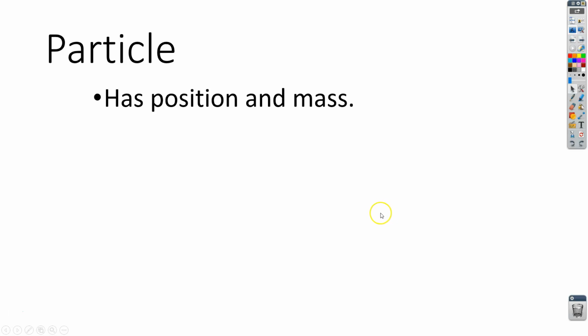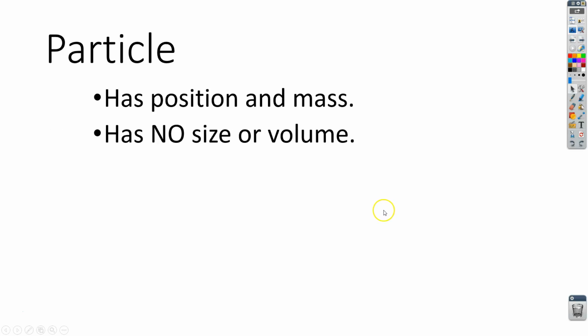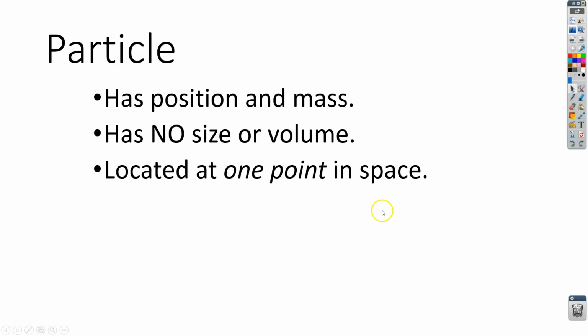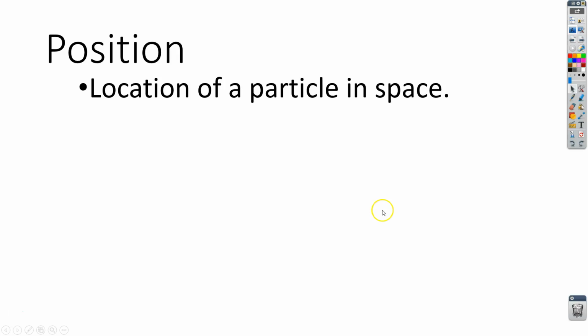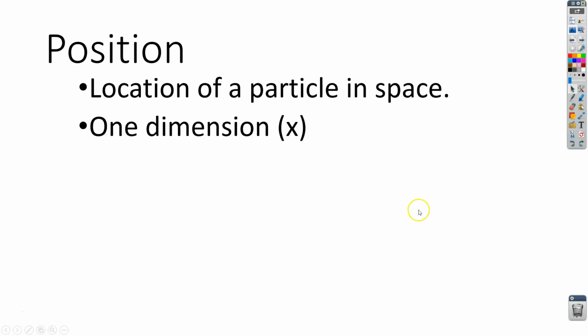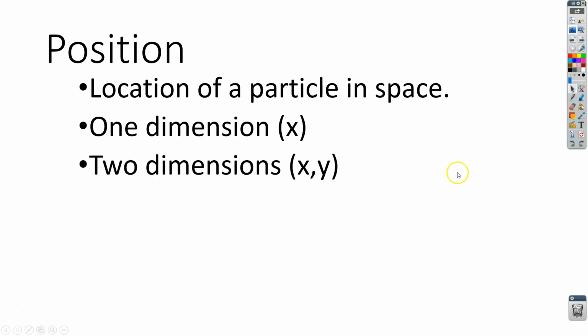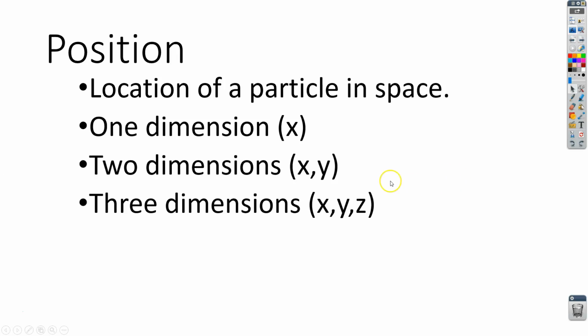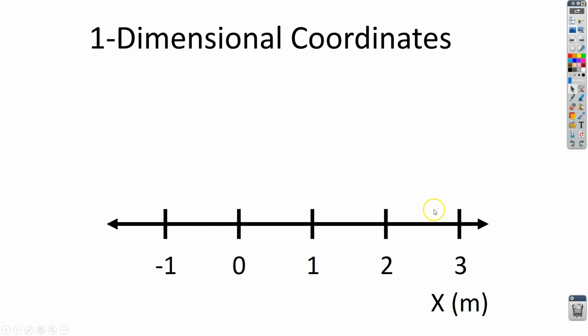A particle is something that just has position, so you can find it somewhere, and it has mass. It does not have any size or volume, but it is located at one point in space. So let's just think about position. Position is just the location of a particle in space. It could be in one dimension, 2 dimensions, or even 3 dimensions. And so you'll see we'll use either x-axis, x and y, or x, y, and z.